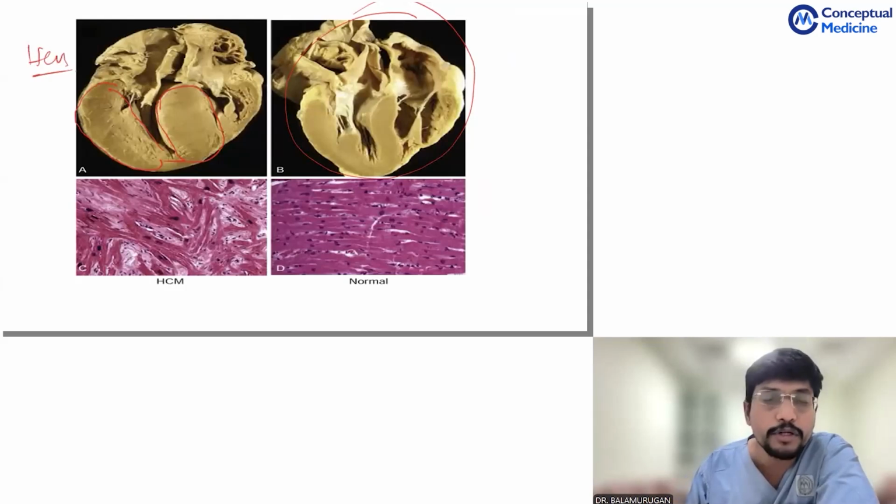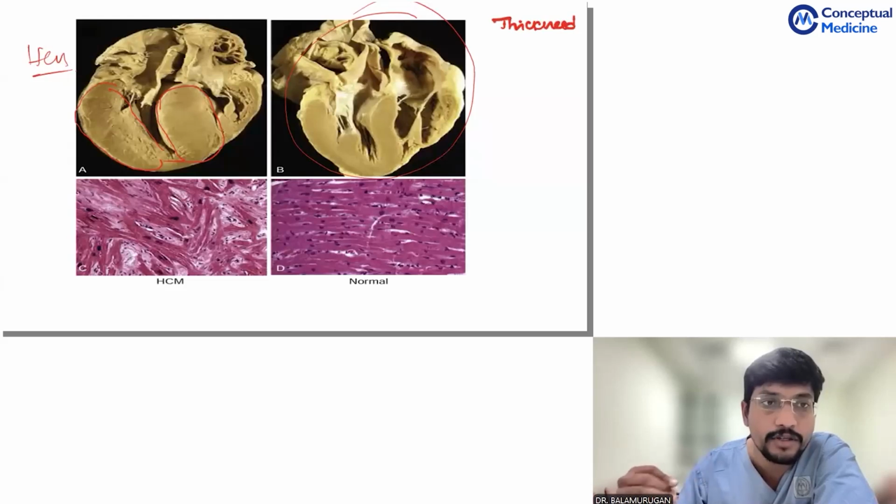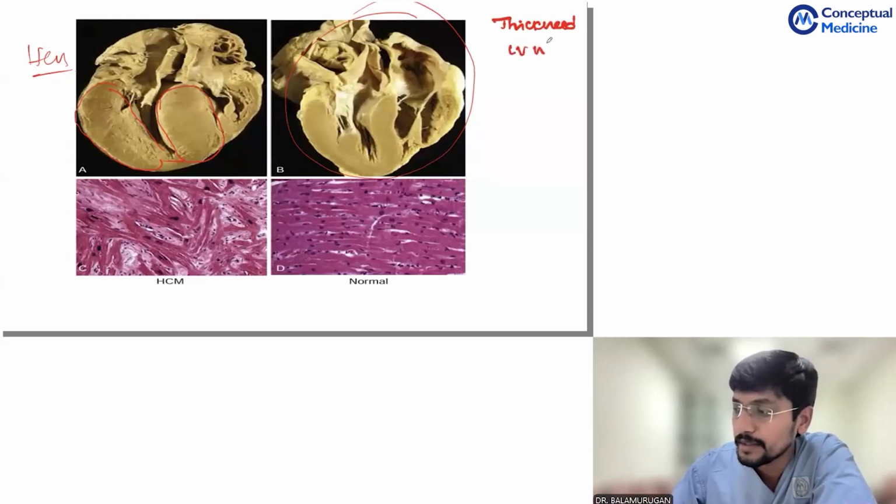I told you last class when we were discussing echo, whenever you see a thickened left ventricle, do not call it LV hypertrophy unless you are sure that it is the muscle that has hypertrophied. Whenever you see an increase in the LV wall thickness, you call it a thickened LV wall, and from then on you delineate what has caused the thickened LV. Here you see such a gross thickening of the left ventricle.